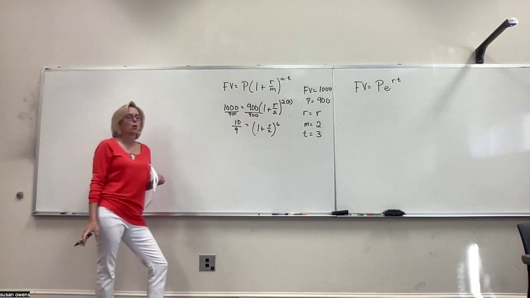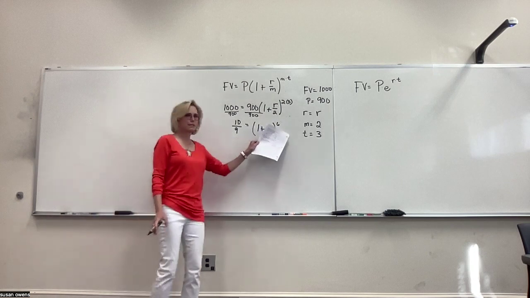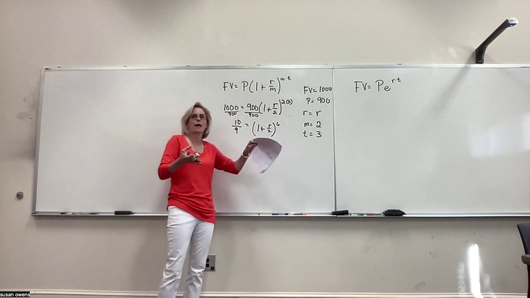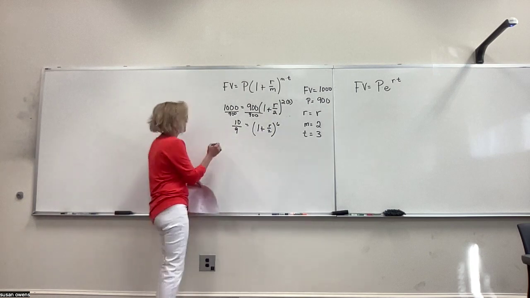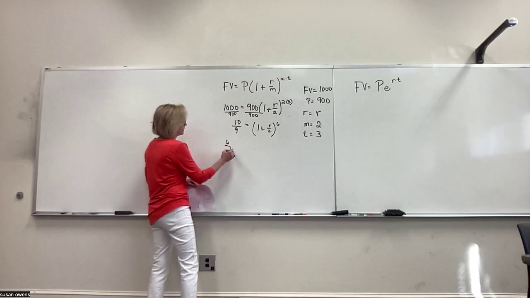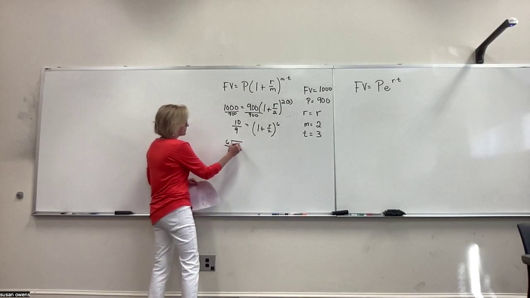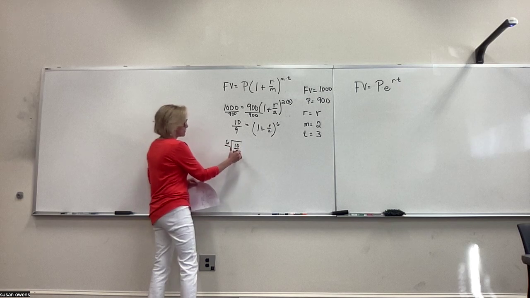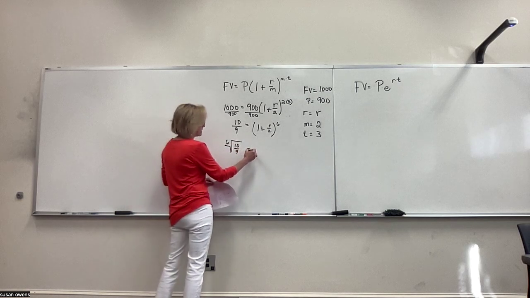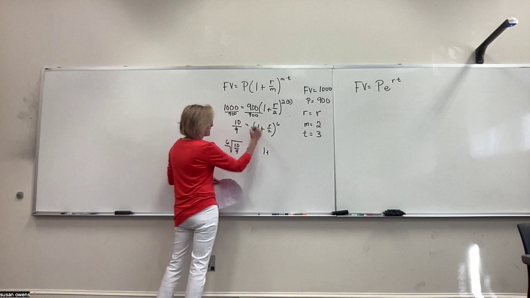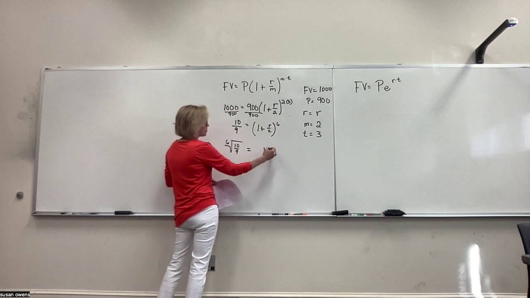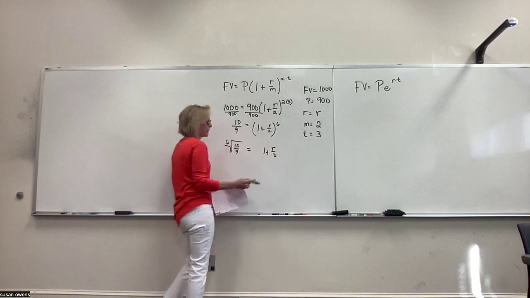Okay, so to undo the 6th power, the inverse of that is the 6th root. You should be able to find that button on your calculator. If you can't, let me know. We have to fill in the 6. The 6th root of 10/9 is equal to this. If I take the 6th root of this side, it just drops out, R over 2. Okay?